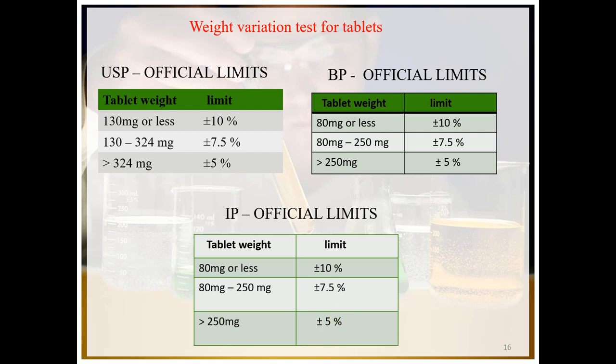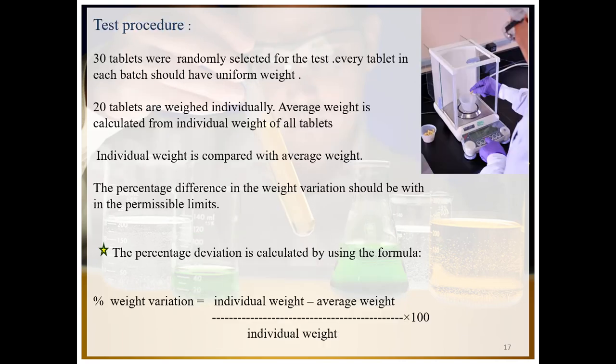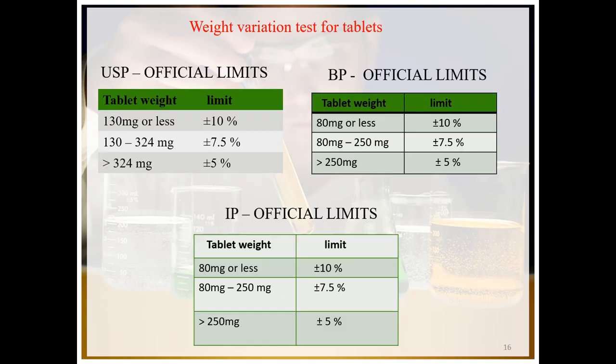Okay, so now come toward the testing procedure, how the weight variation test is performed in the quality control department, and why this test is performed. This is very simple, very easy to understand. The actual procedure which is performed for the weight variations. So why is the weight variation test performed? Why is the weight variation test usually performed in the quality control departments?